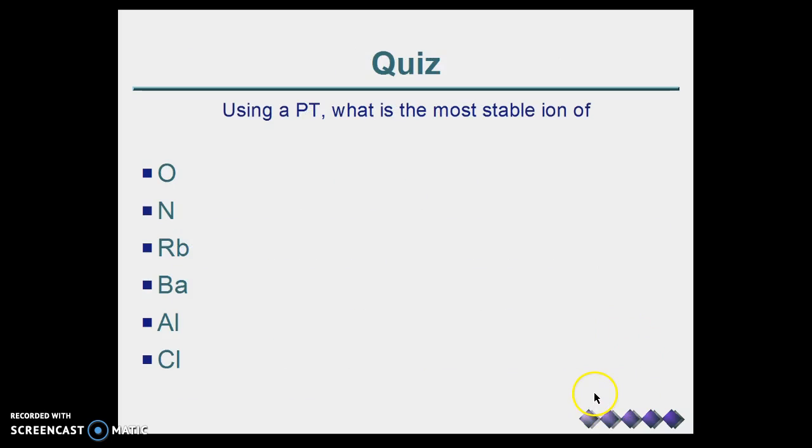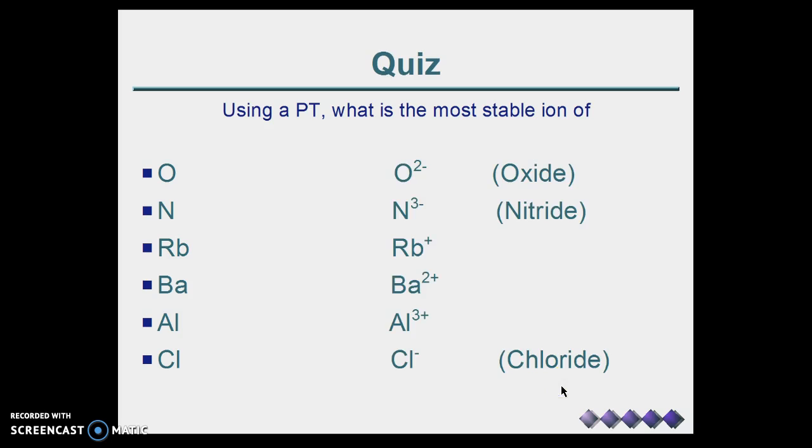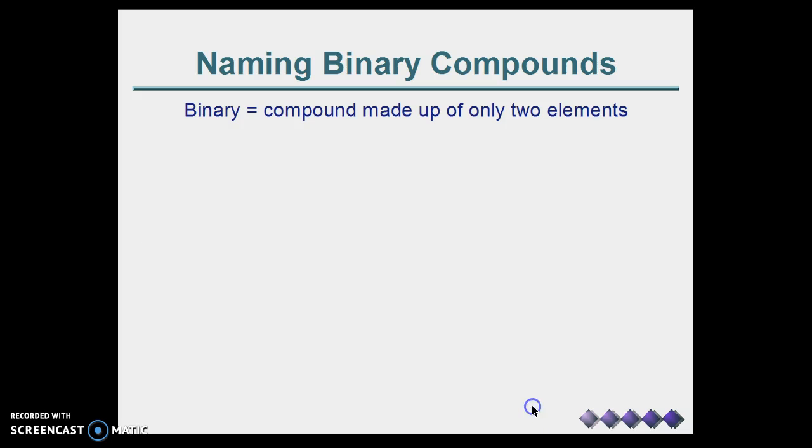Now, you can look at this and stop the video and determine what the most stable ion is of these particular metals and nonmetals. Here are your answers. The oxide, nitride, rubidium, barium, aluminum, and chloride ions. Notice again, you can get that right from their position on the periodic table.